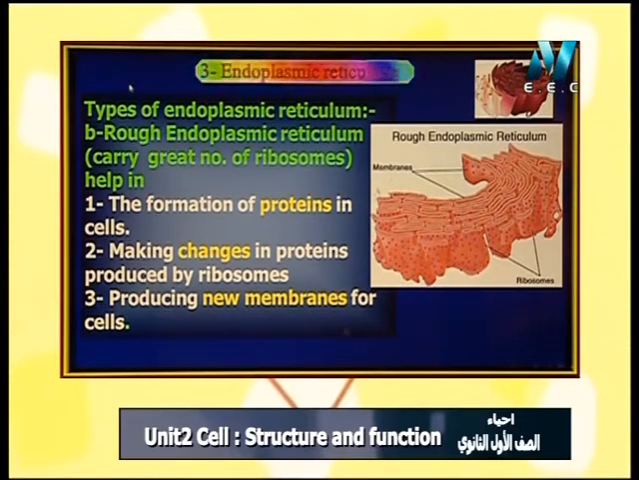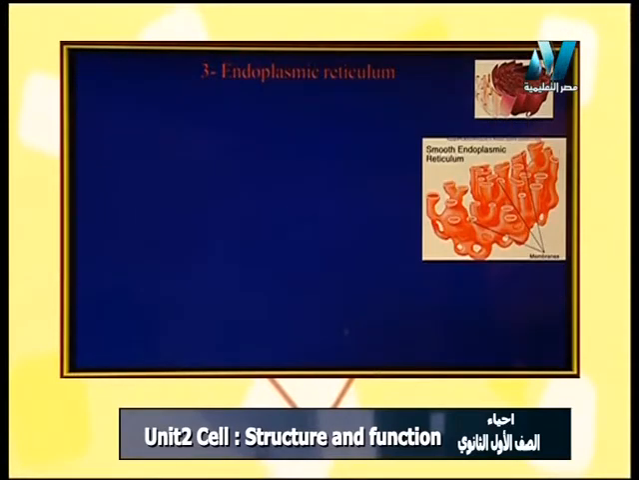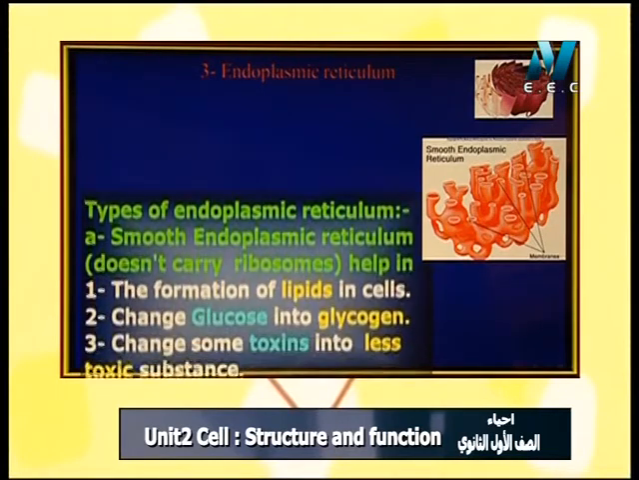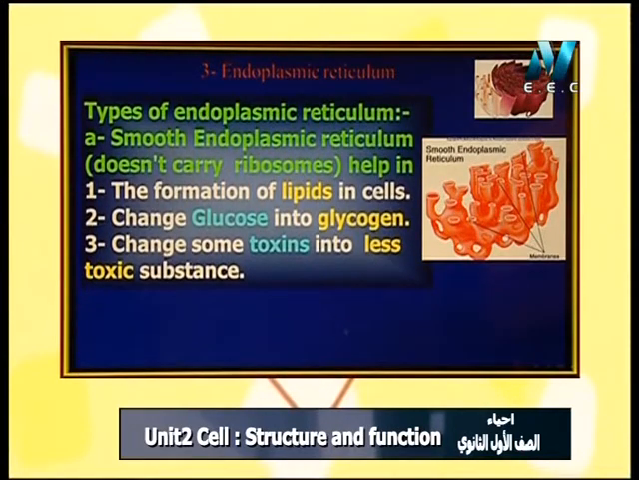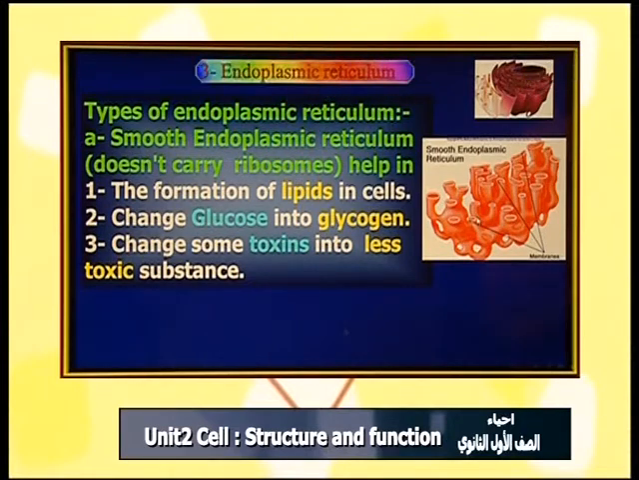لكن قلنا إن الاندوبلازميك ريتيكولوم two types. كان الفيرست is the rough endoplasmic reticulum but the second is the smooth endoplasmic reticulum. Smooth endoplasmic reticulum means the endoplasmic reticulum that doesn't carry ribosomes on its surface. The smooth endoplasmic reticulum has three functions. The first is the formation of lipids inside the cell. The second is changing glucose into glycogen inside the cells. The third is changing some toxic substances into less toxic substances.